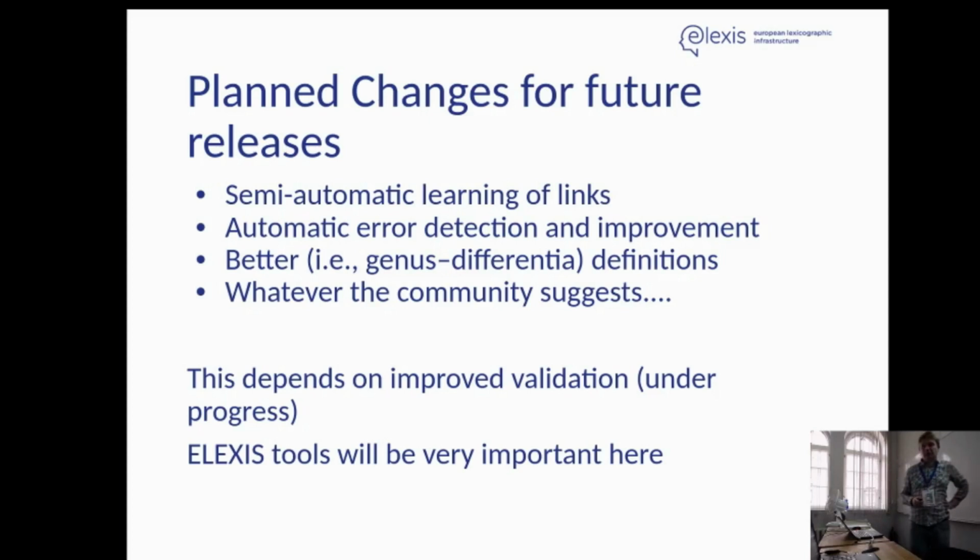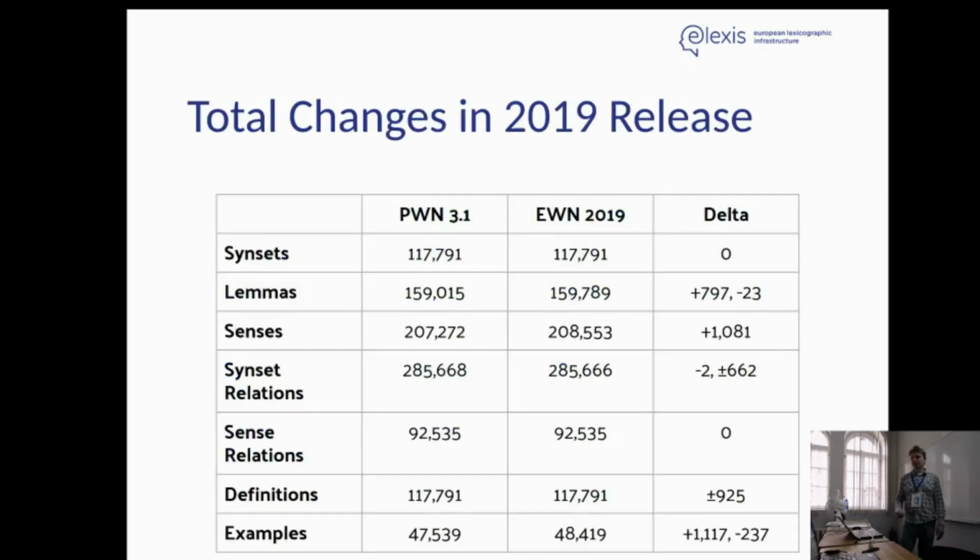We'll also then look into the future, trying to use our ELEXIS tools in order to improve how we can introduce new concepts. So, for example, semi-automatically learning links, that is, the computer suggests links between synsets and we validate them. Looking at error detection, trying to improve definitions, and whatever else the community or other people suggest we might want in the next version of WordNet.